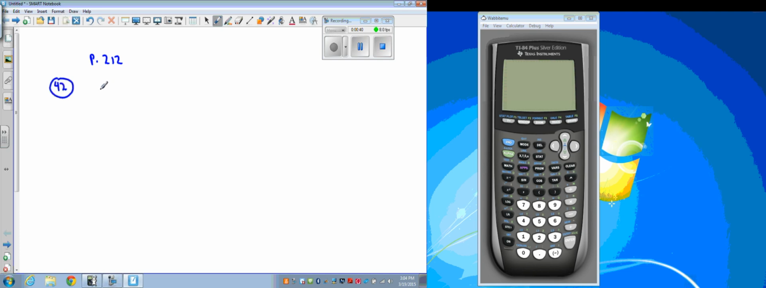Okay. What this is, is to prove identities. So what we have is sine squared alpha plus tangent squared alpha equals secant.